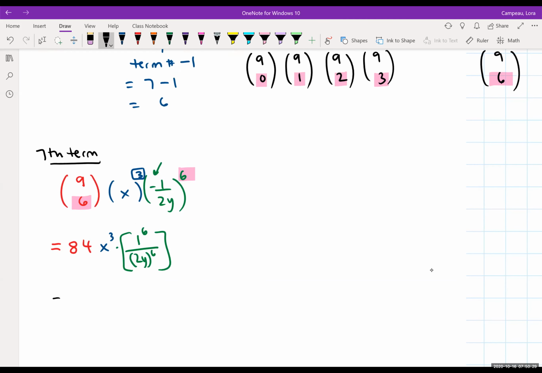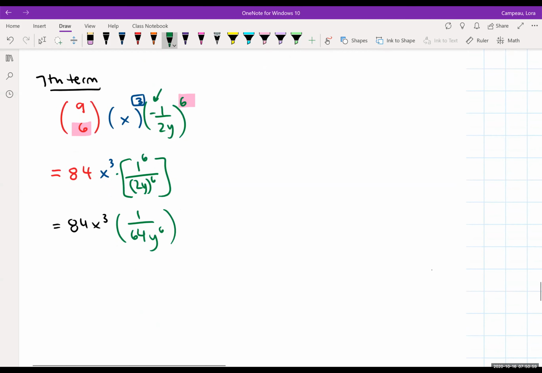So we have 84 x cubed. Now 1 to the 6th is 1. And 2 to the 6th, what do we have to do? I'll probably use my TI if I don't have that memorized. That's totally okay. We do have a 64. And then y to the 6th. And if you don't mind, I'll draw this in green just so that we're color coding. So we have x cubed times 1 over 64 y to the 6th.